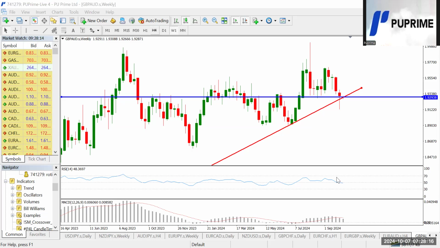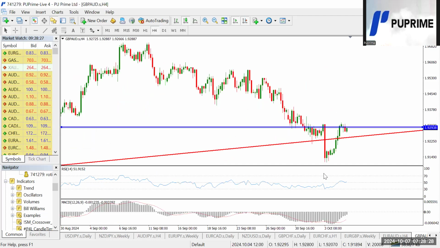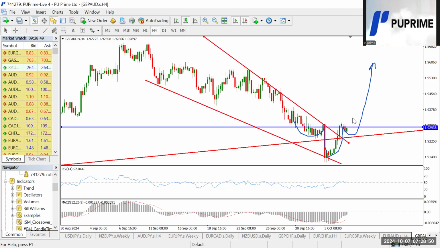If we flip to the daily time frame, we can clearly see that last week also ended as a bullish engulfing candlestick. And on the 4-hour, we have a formation of what is looking like an inverse head and shoulder pattern, which will lead to a bullish breakout. Finally, we have a falling wedge to back that up into the bullish breakout. So we have a bullish setup we're looking at on the GBP AUD.